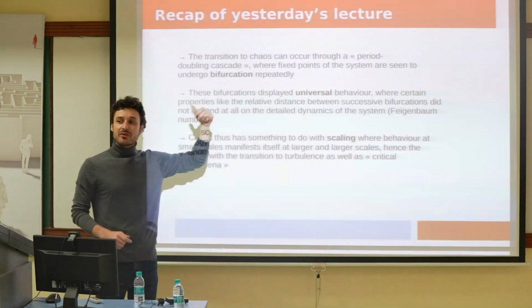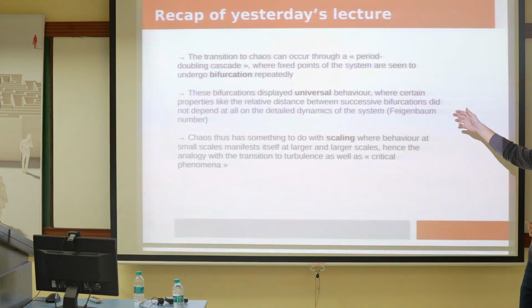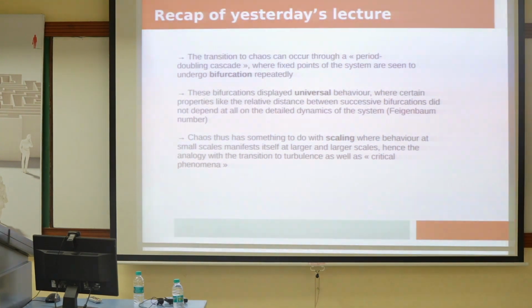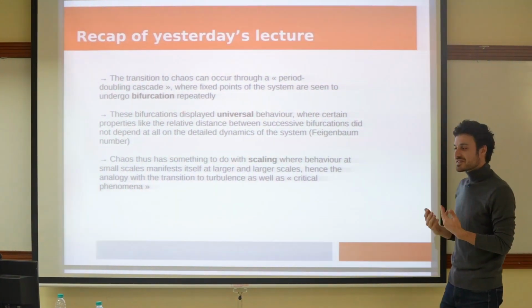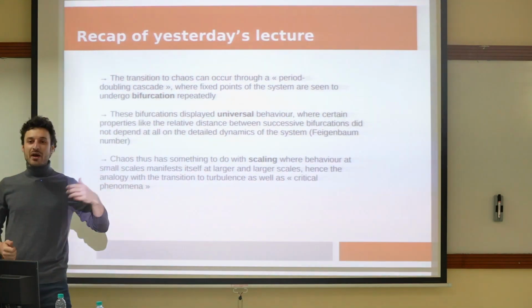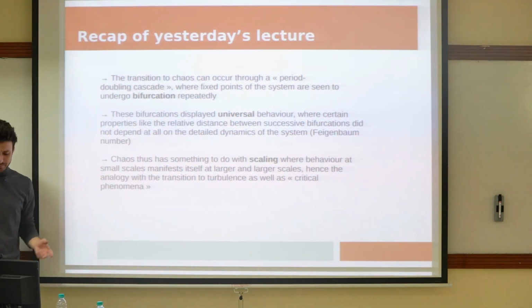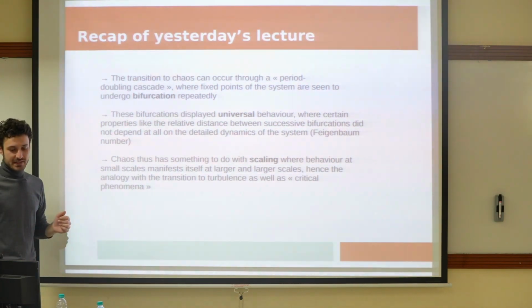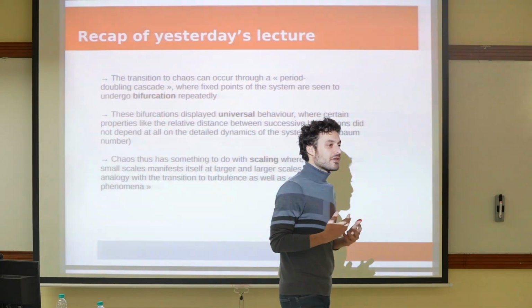We even saw that there was a number associated with that, which I'll come back to today because I introduced it rather briefly yesterday. There was a number associated with all of these different systems, which was the ratio of the distance between successive bifurcations, known as the Feigenbaum number. It's interesting that the same number would crop up in systems as different as a weather forecasting model, a simple demographic model, or a driven oscillator.